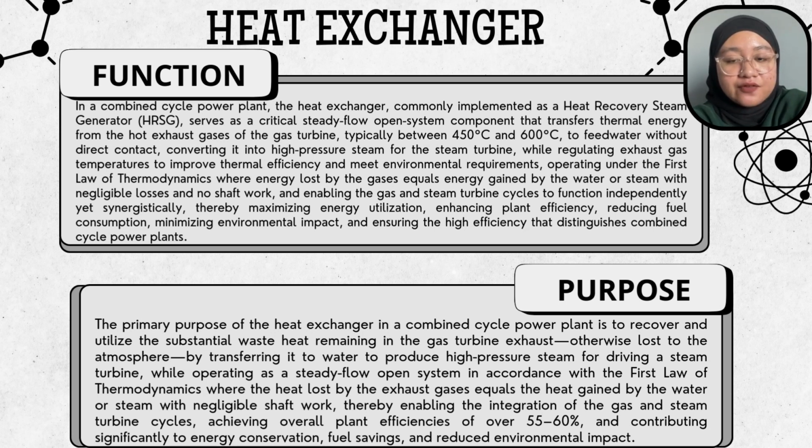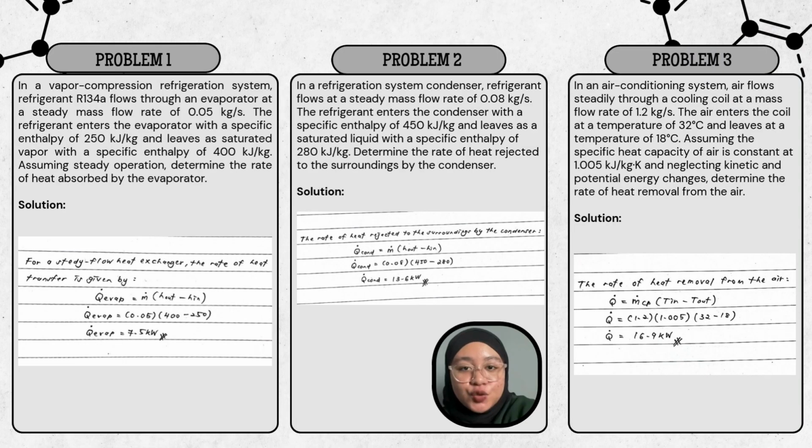Operating as a steady flow open system under the first law of thermodynamics, the heat exchanger ensures that the heat lost by the exhaust gases equals the heat gained by the working fluid, with negligible shaft work involved. This process allows combined cycle power plants to achieve overall efficiencies of more than 55 to 60%, leading to improved energy conservation, reduced fuel usage, and lower environmental emissions. Next, we will explore 3 practical applications of steady flow heat transfer in thermal systems.